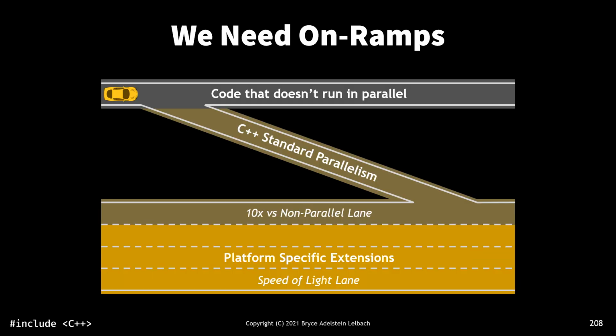I want to end where we started, with our goal. We need on-ramps to parallelism in standard C++. Almost all modern platforms are parallel, yet a shocking amount of code does not take advantage of that parallelism. So, we want to normalize parallelism and accelerated computing. Writing parallel C++ code should be easy and natural. Parallelism should be the default.